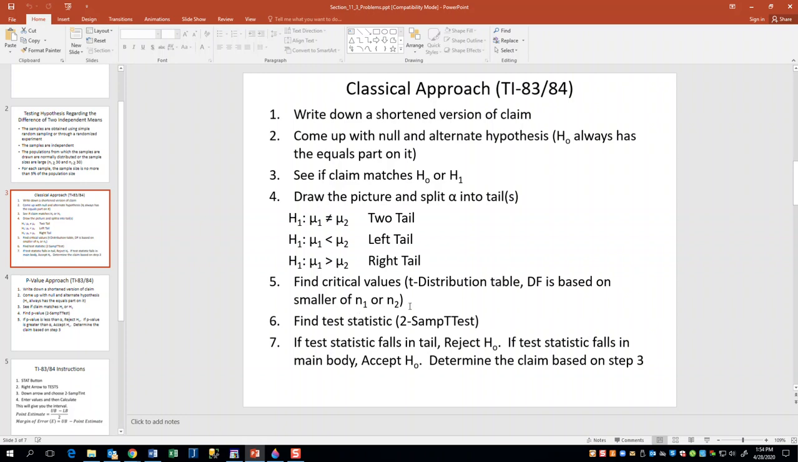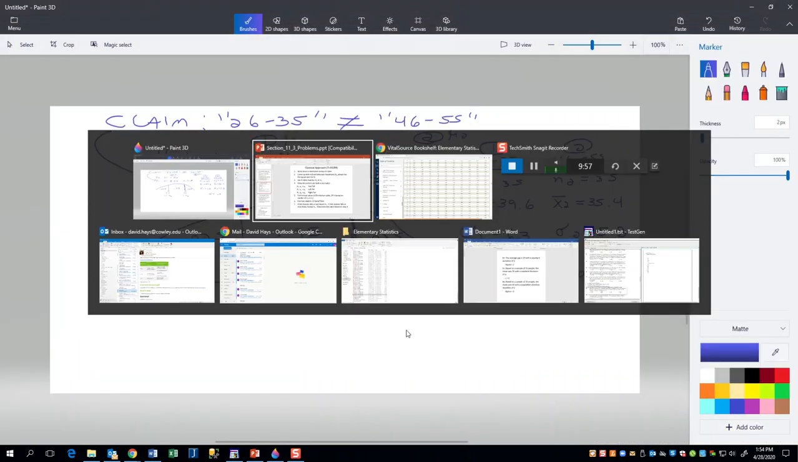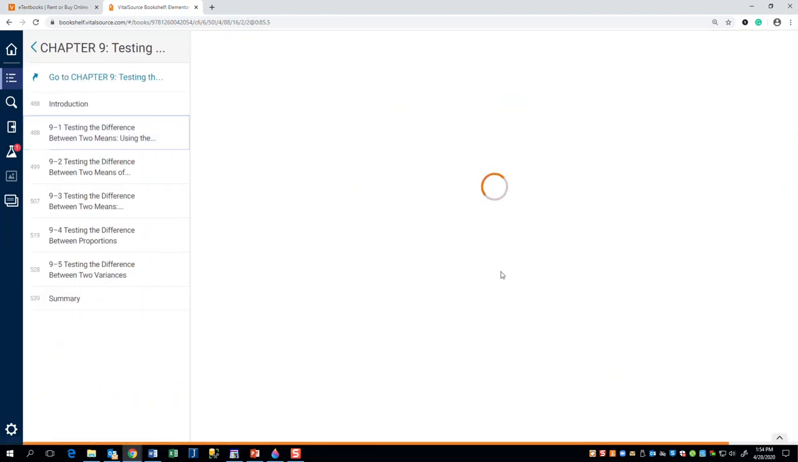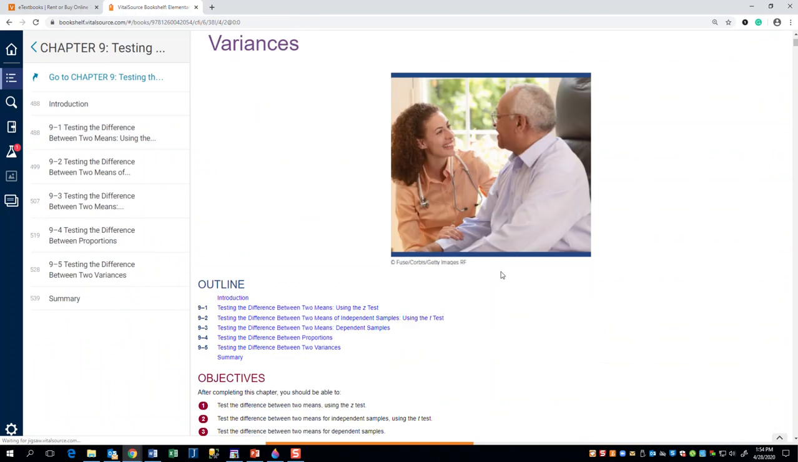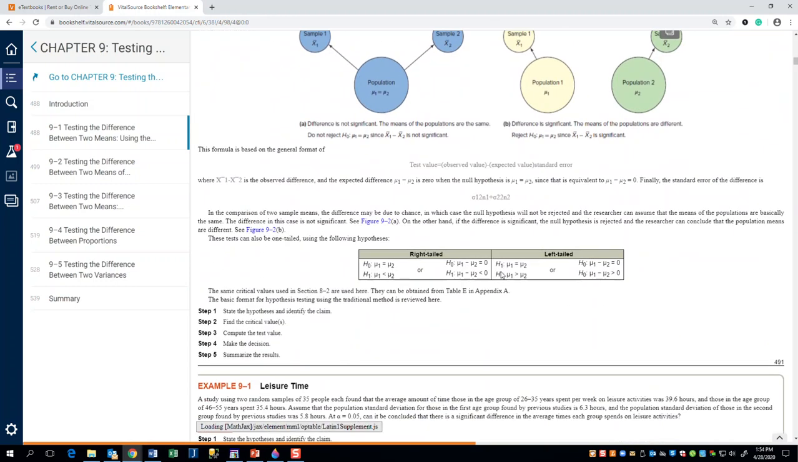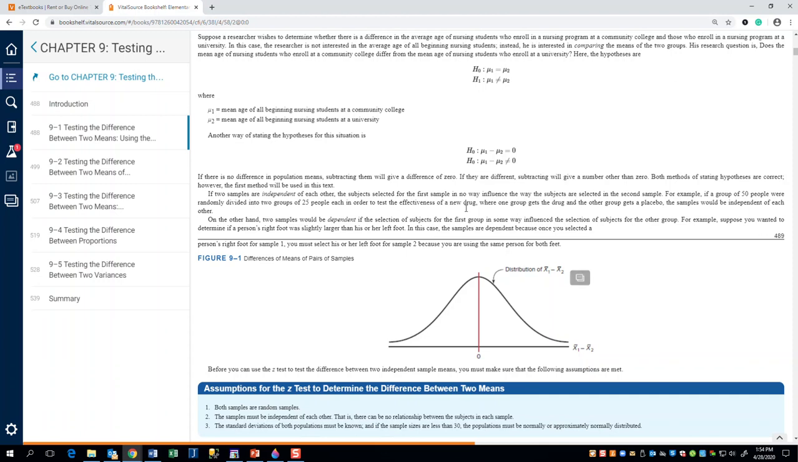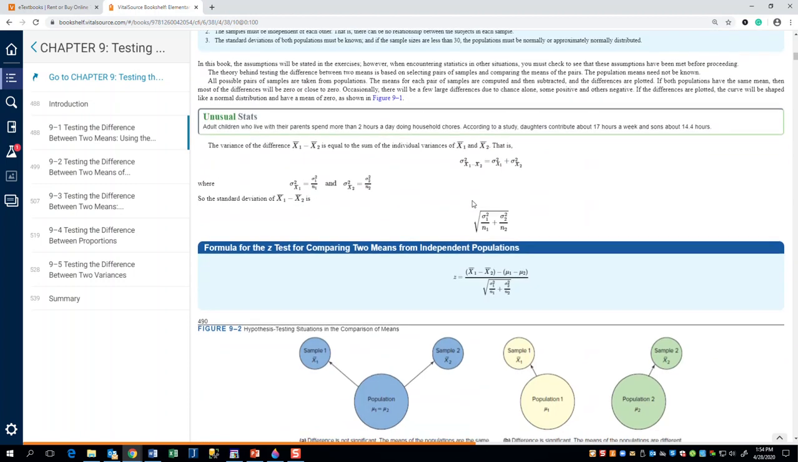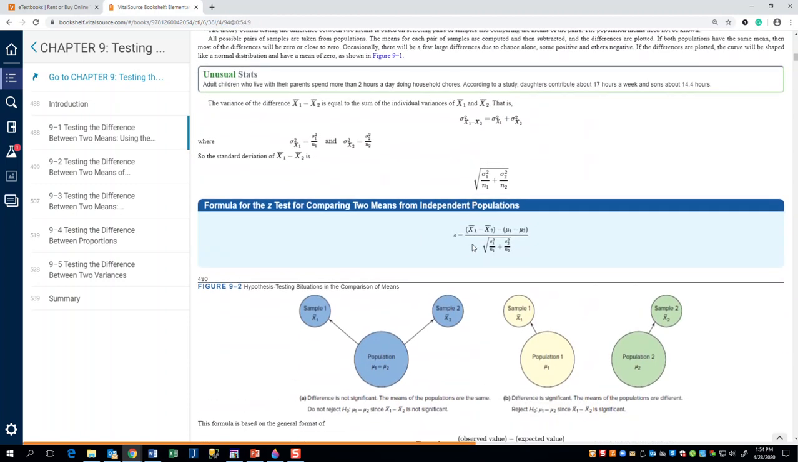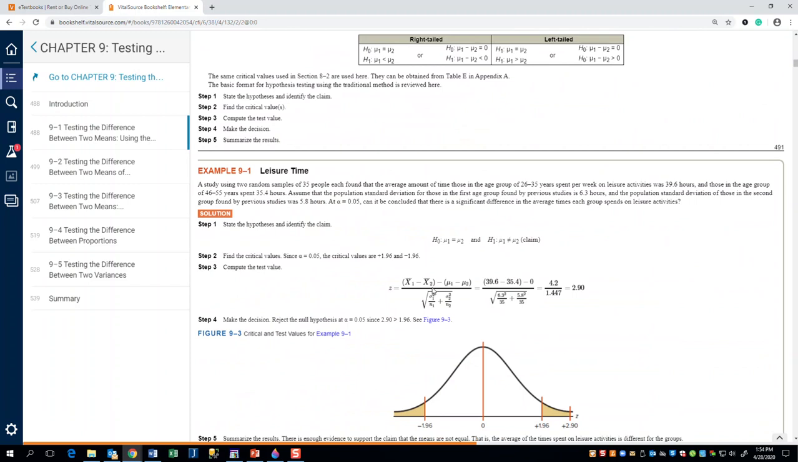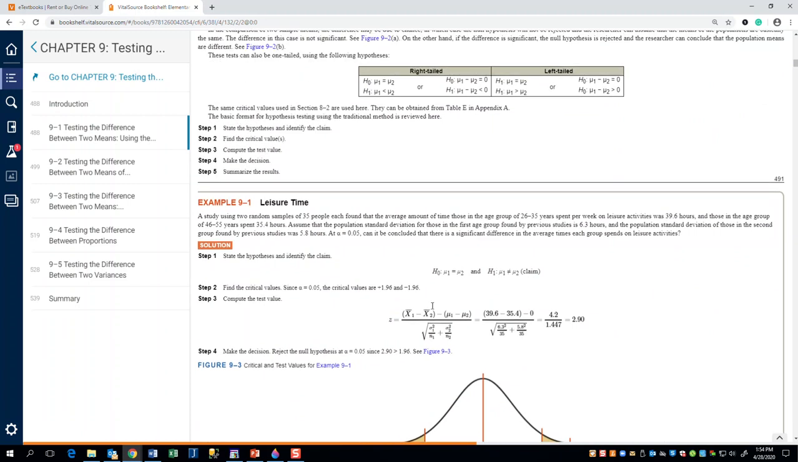Then step 6 says to find the test statistic. And that's a formula out of the book. So let me go back to chapter 9. Here's my formula for the test statistic, and I give you an example down here. See how they got x bar sub 1 minus x bar sub 2 minus mu sub 1 minus mu sub 2, and so forth.